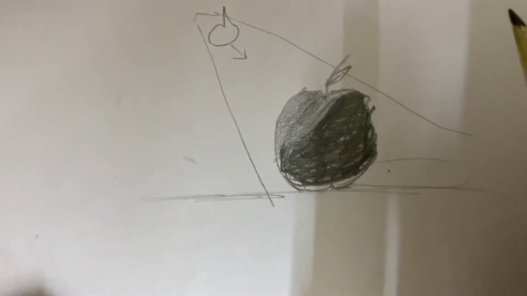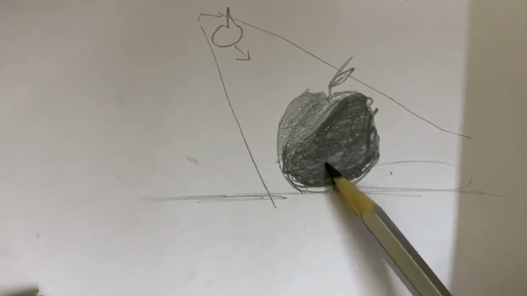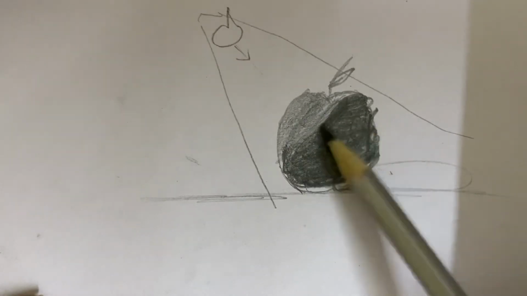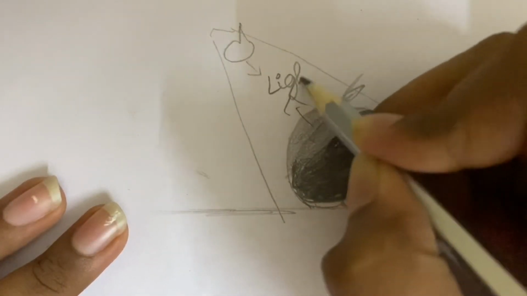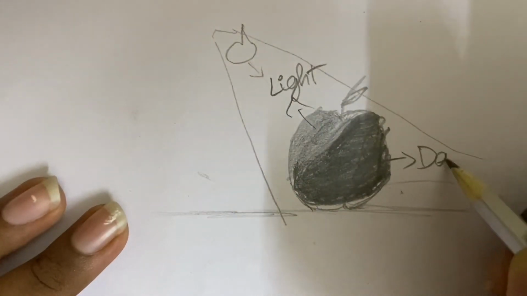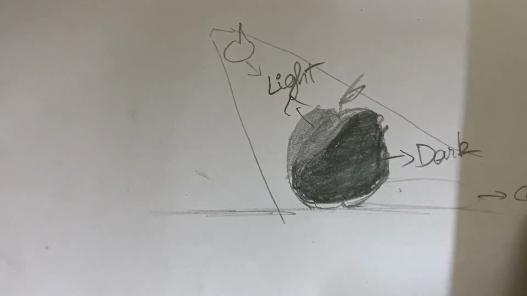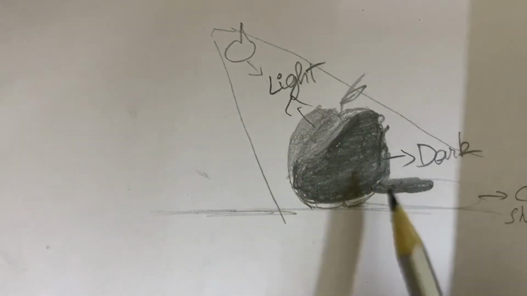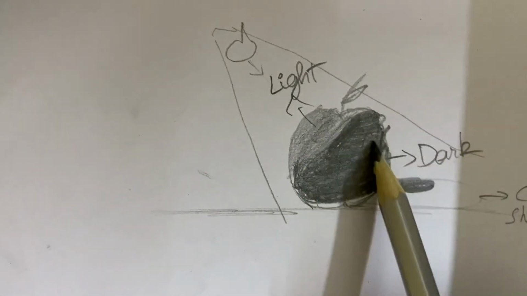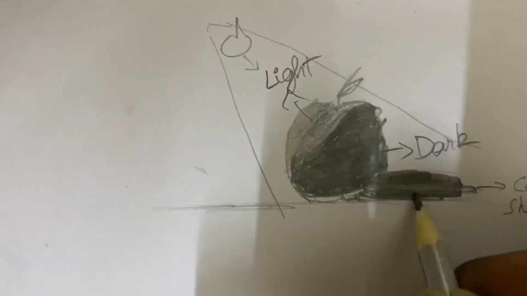This is how you observe a picture and shade it according to its grade. Make sure you don't leave the gaps. This is the light area, this is the dark area, and we forgot to shade the cast shadow. This is called cast shadow. We're going to darken this like this. Make sure you don't leave gaps like we did for the dark area, because shadow is completely dark. Make sure it's completely dark and no gaps are given in it.